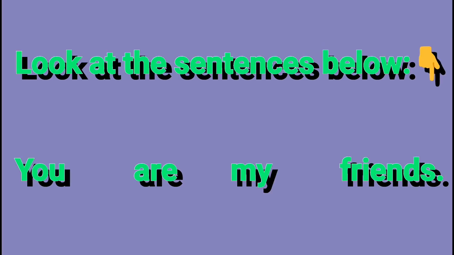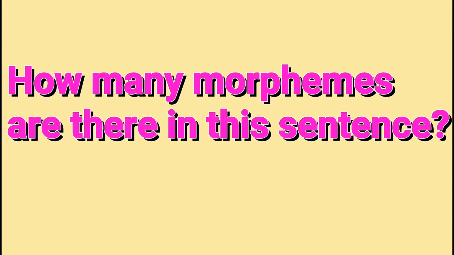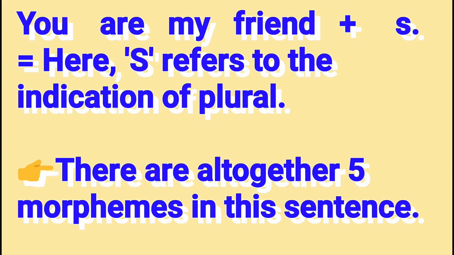Look at the sentence below. You are my friends. So guys, how many morphemes are there in this sentence? Let's count them. You, are, my, friend, plus S. Here S refers to the indication of plural. So there are altogether 5 morphemes in this sentence.